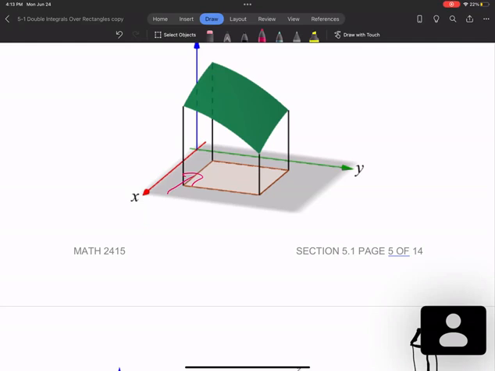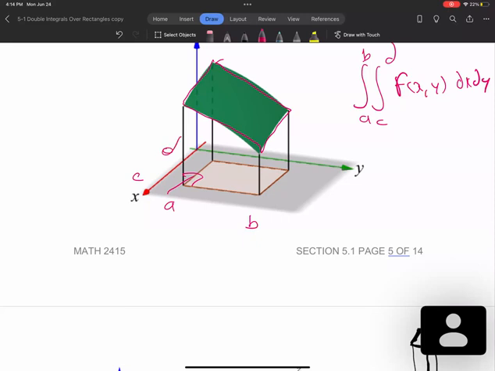So the double integral is the volume below this function. So the double integral of f of x y dx dy is going to be my integral between a and b, and c and d. So this is a b, this is c d. Okay?